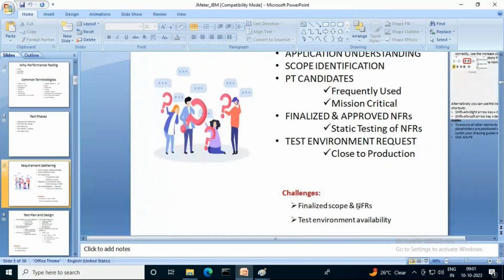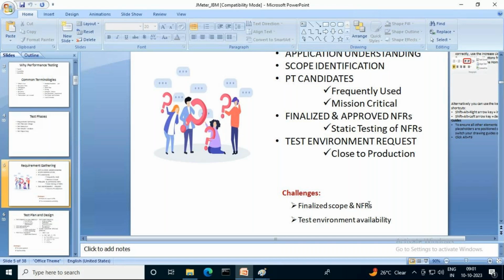finalized scope and NFRs, guys. I told you that we need to identify our scope, we need to identify our non-functional requirements, and we need to finalize them and get them approved. But that is a challenge again. Most of the times we do not get our finalized scope, we do not get our finalized NFRs.